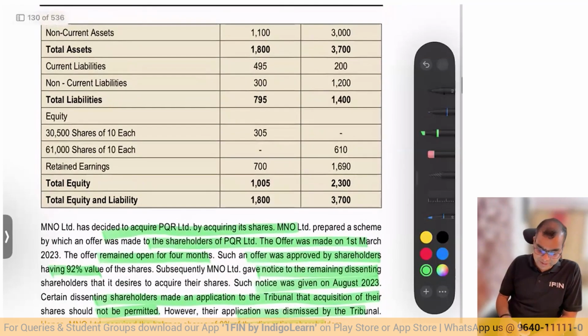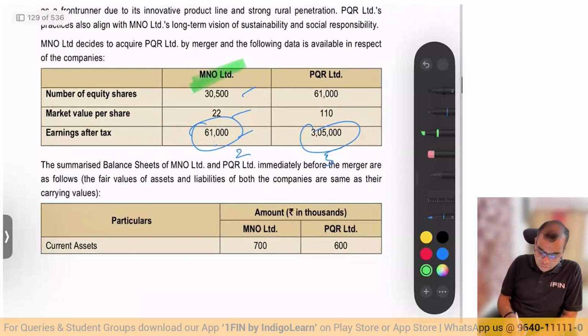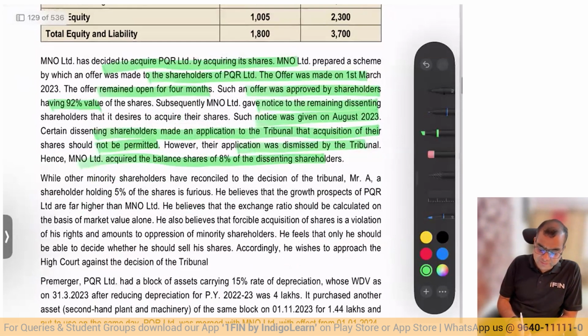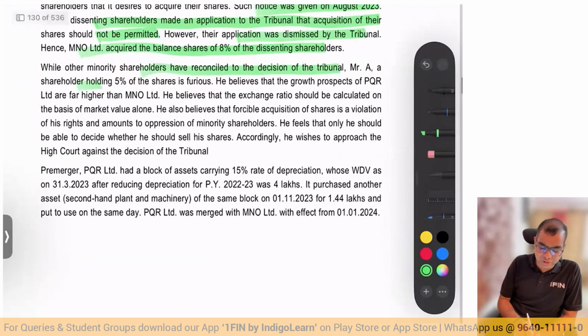So here, please note one small thing. MNO is a small company. PQR is a big company. MNO is acquiring PQR. It is a reverse merger. While other minority have reconciled the decision of the tribunal, a shareholder holding 5% is furious. He believes that the growth prospects of PQR are higher than MNO, and he believes the exchange ratio should be calculated on basis of market value. So A wants market value. He also believes forcible acquisition of shares is a violation of his rights and amounts to oppression. All this is again unnecessary information. He wishes to approach the High Court.